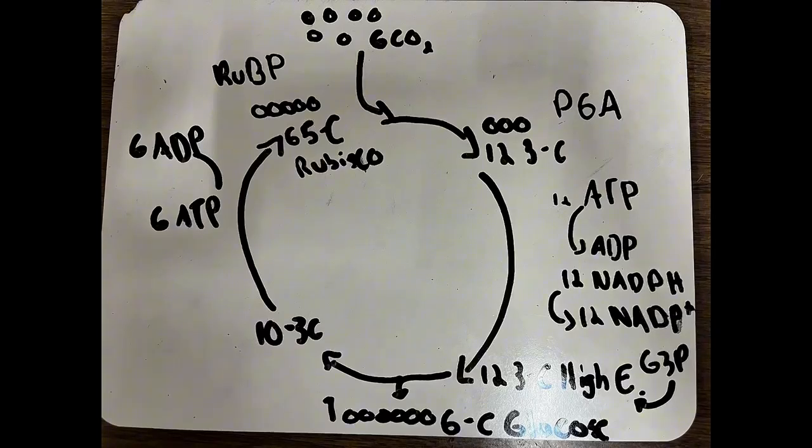which can be used in the light-dependent reaction. The PGA becomes G3P because it is highly charged. 2 leave and become glucose, which is used as food for the plant, and 10 3-carbon structures are carried along to repeat the process.